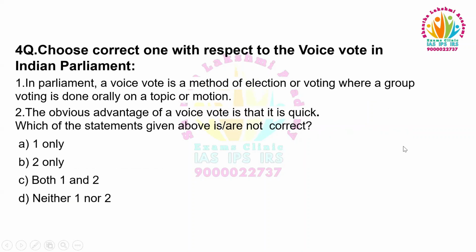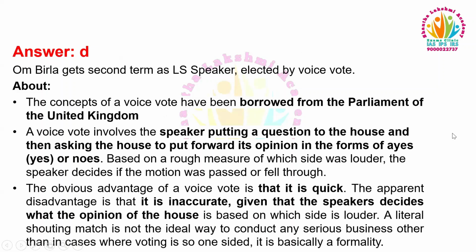Choose the correct one with respect to the voice vote in Indian Parliament. One: in Parliament, a voice vote is a method of voting where a group voting is done orally on a topic or a motion. Two: the obvious advantage of a voice vote is that it is quick. Which of the statements given above is not correct? One only, two only, both one and two, neither one nor two. Om Birla gets a second term as Lok Sabha Speaker, elected by a voice vote.